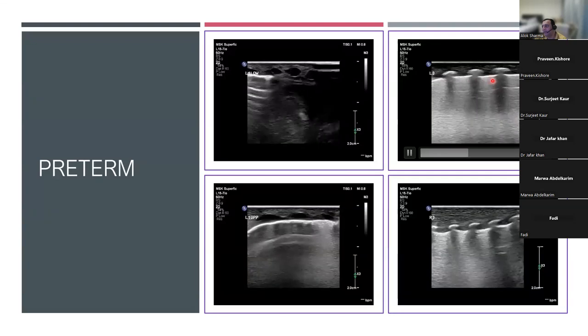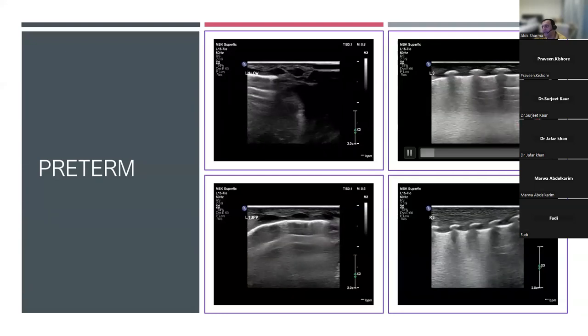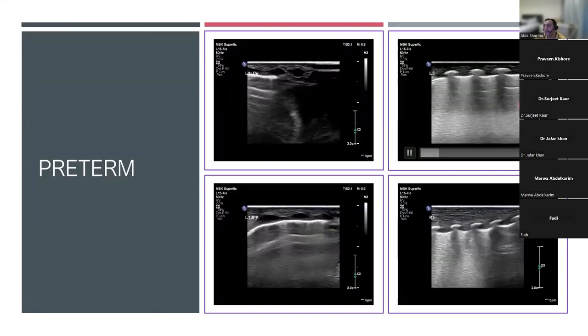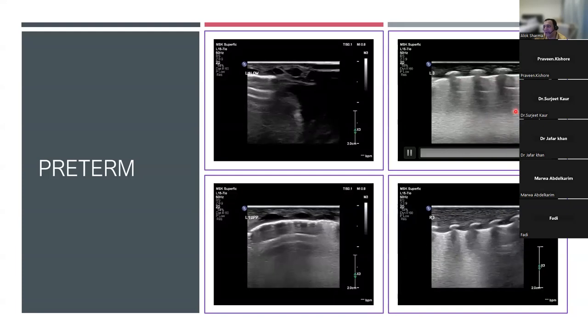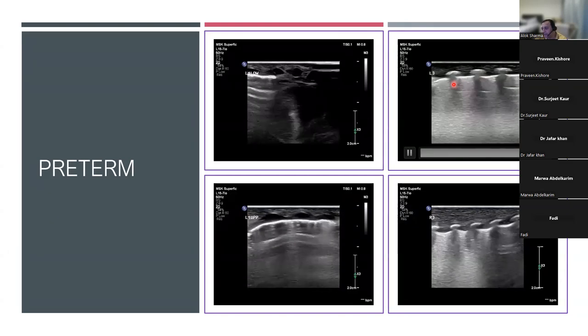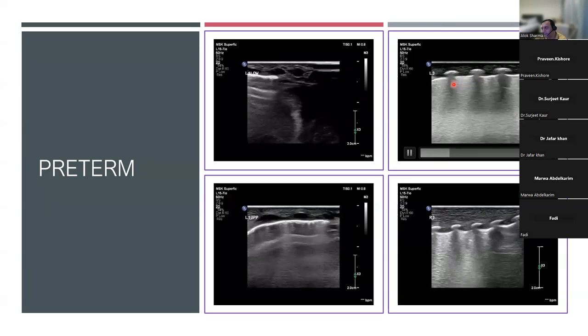These areas here have subpleural consolidations, but there's an element of aeration coming in as air goes in, when the baby either inspires or air goes in with the ventilator. But this is classically, if you were to ask me what profile this is, a B profile, and I'll explain next time why.